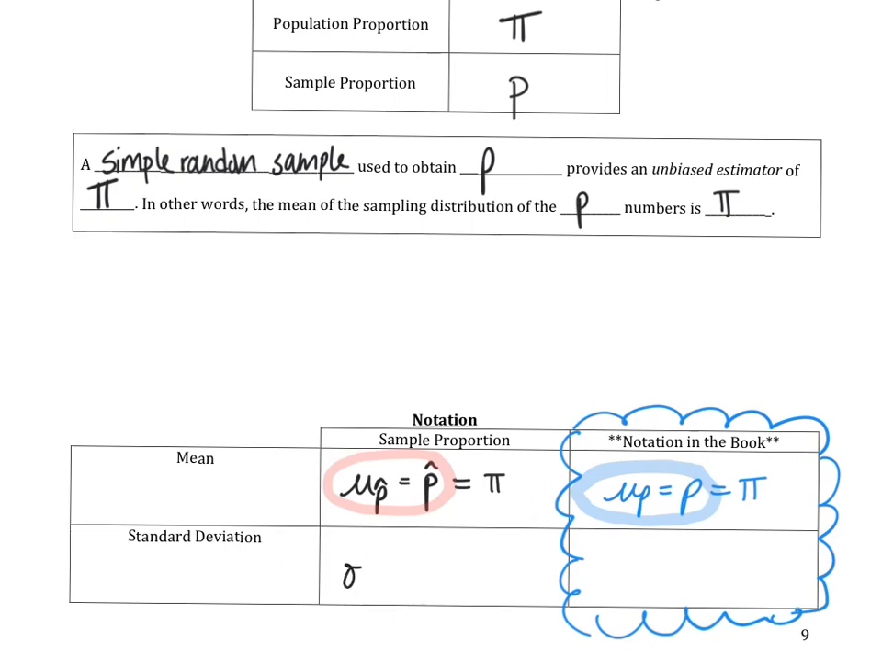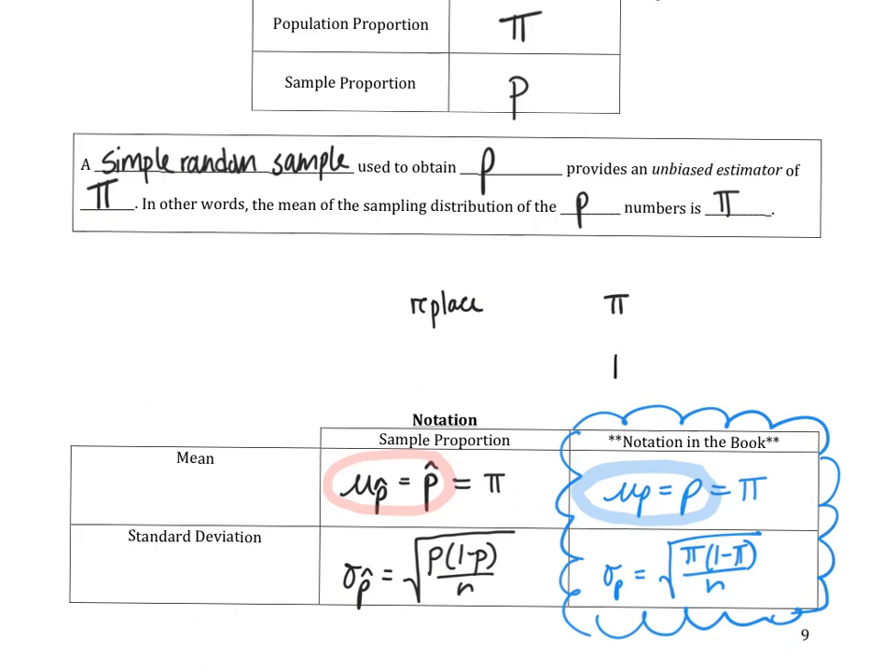So for your standard deviation, sigma sub p hat is equal to the square root of p times 1 minus p over n. Or we can use this notation where sigma sub p is equal to the square root of pi times 1 minus pi over n. So basically what's happening here is you choose, okay? So you can choose. For the notation in the book, we use pi for a population and p for a sample. And for this other set of notation, we use p for the population and p hat for the sample.